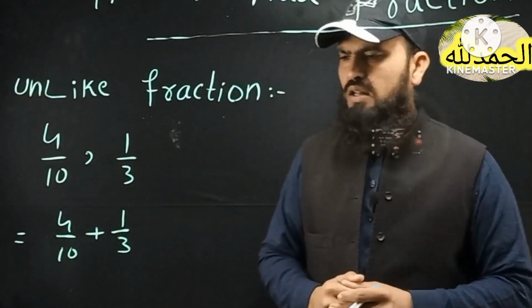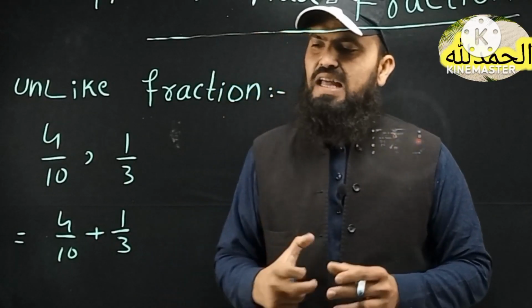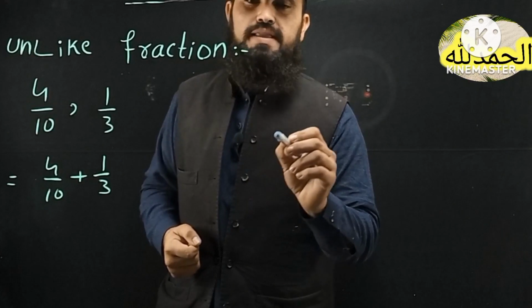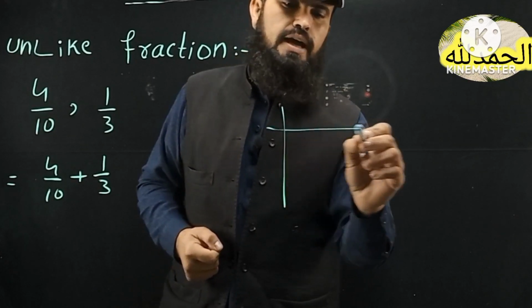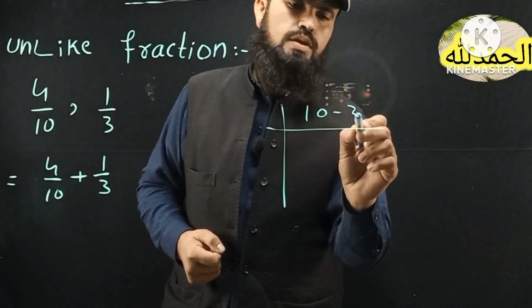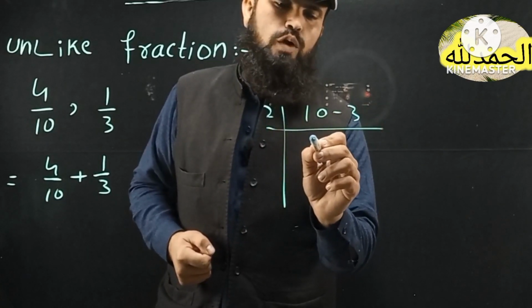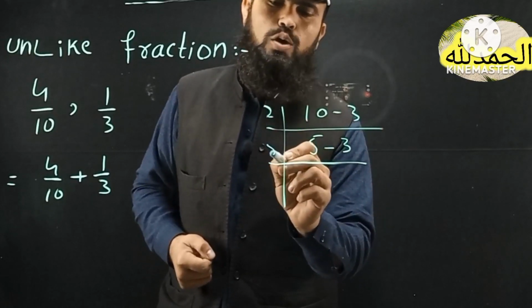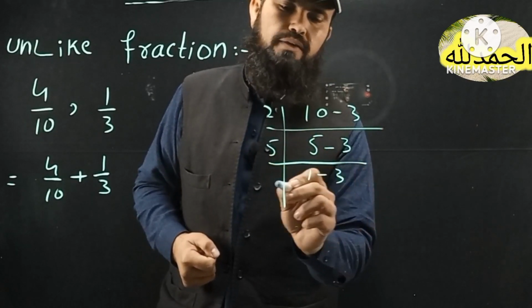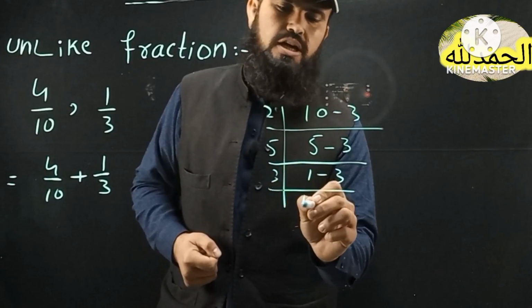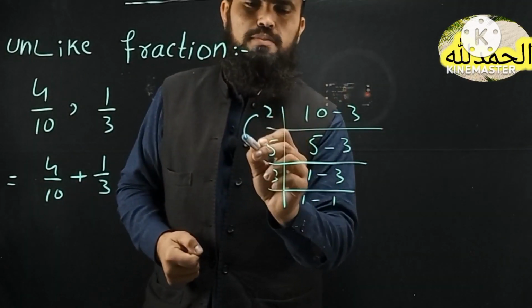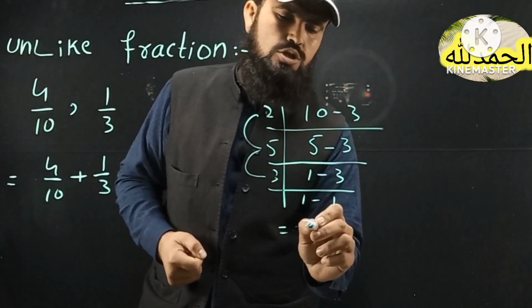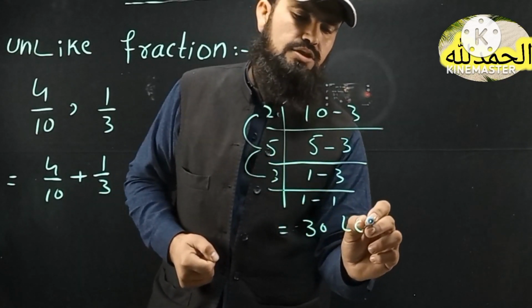So first of all, we have to find the LCM of 10 and 3. So friends, we use the division method to find the LCM of 10 and 3. 5 times 2 is 10 and 3 is here. 5 times 1 is 5 and 3 times 1 is 3. 2 multiplied by 5 is 10. 10 times 3 is 30. So the LCM is 30.